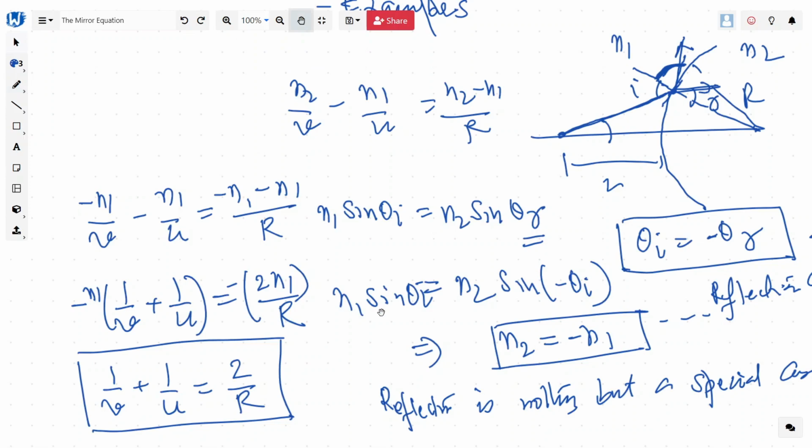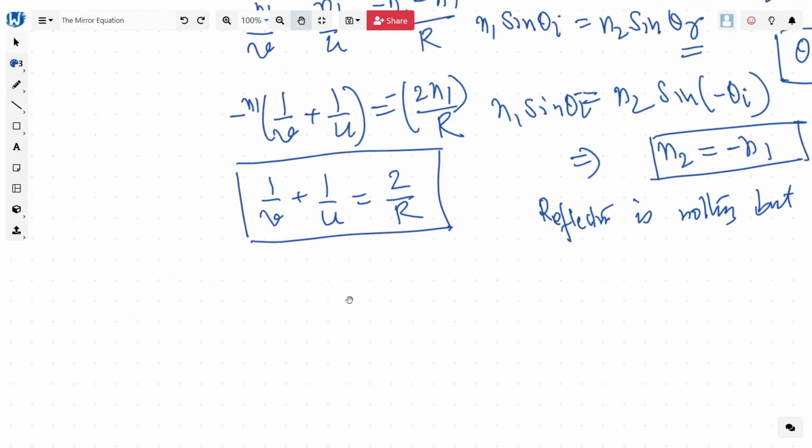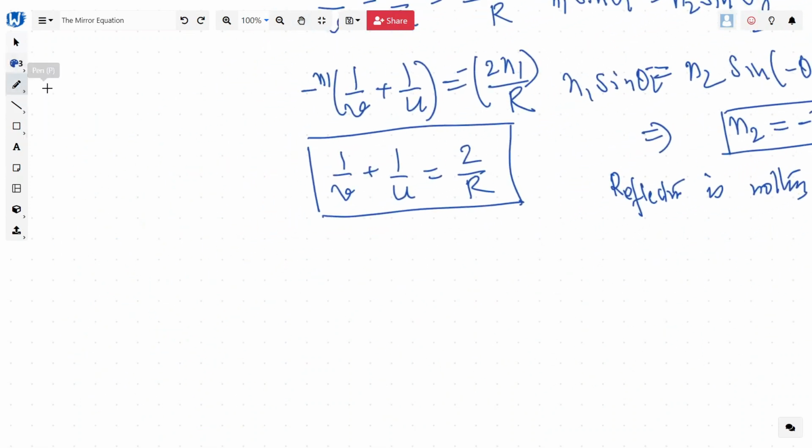And this is going to be the formula we'll be using for image formation in the case of any mirror, so let it be any mirror, let it be a concave mirror.